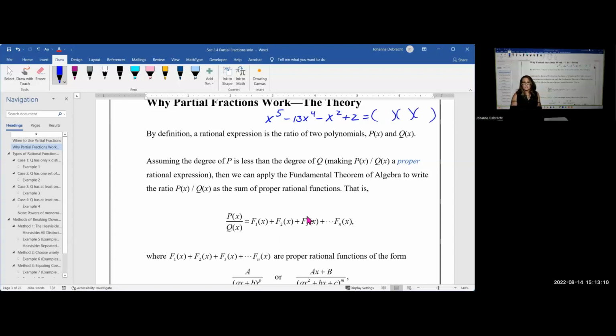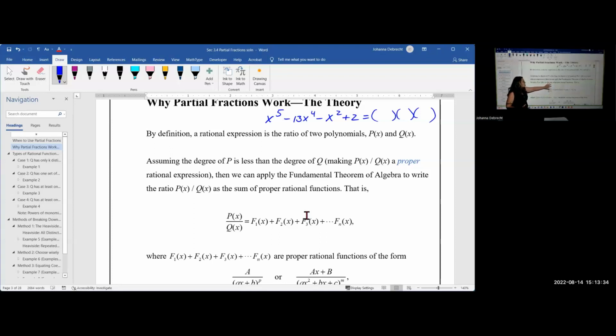However this factors, and it must factor somehow, it's got to be the product of linear factors and quadratic factors that don't factor further. You've got to be able to break it down. That's the fundamental theorem of algebra. And we're going to use that in order to represent this original rational expression that we have, which is P of X over Q of X.